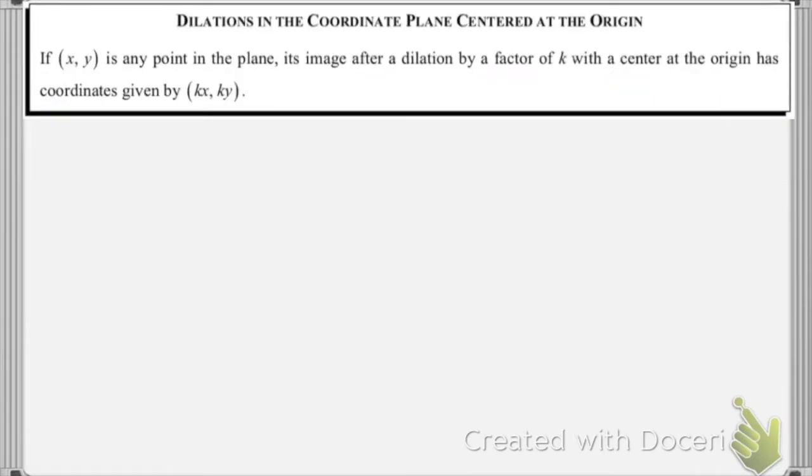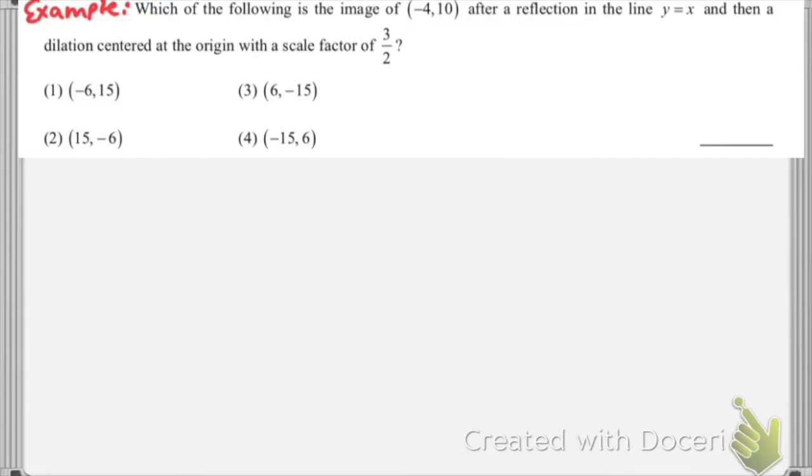Well, how do you do a dilation when you have a point? That's simple. For any point x, y, all you have to do is take your scale factor k and multiply x and y, just like this. So let's look at an example. Here is our point, our pre-image. Here's our scale factor, this is k. And we want to find the image.